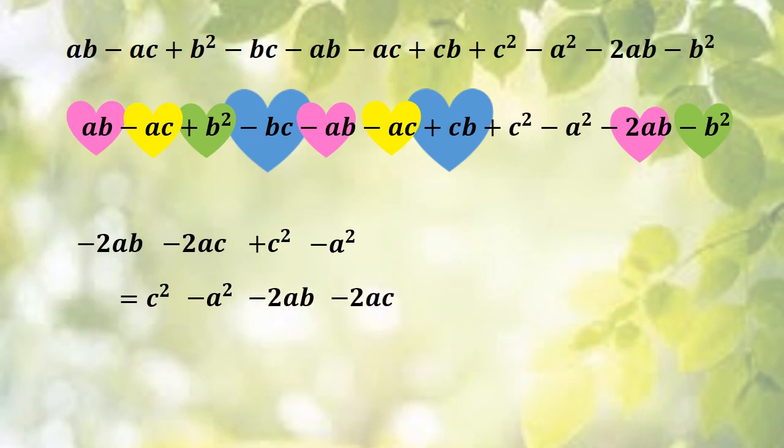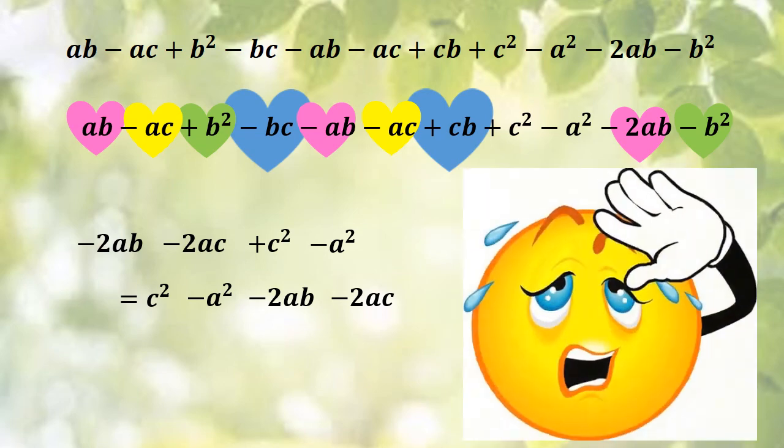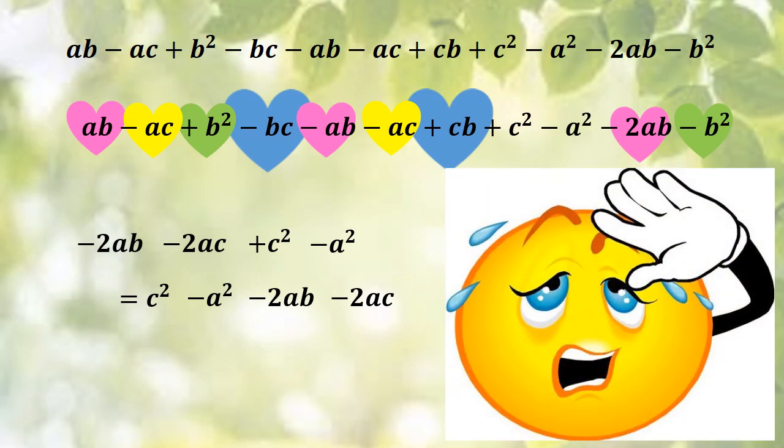You can write it in descending order of exponents, just to make your sum a little bit more mathematically correct, but negative 2ab minus 2ac plus c squared minus a squared is 100% correct. Shoo, what a long sum.